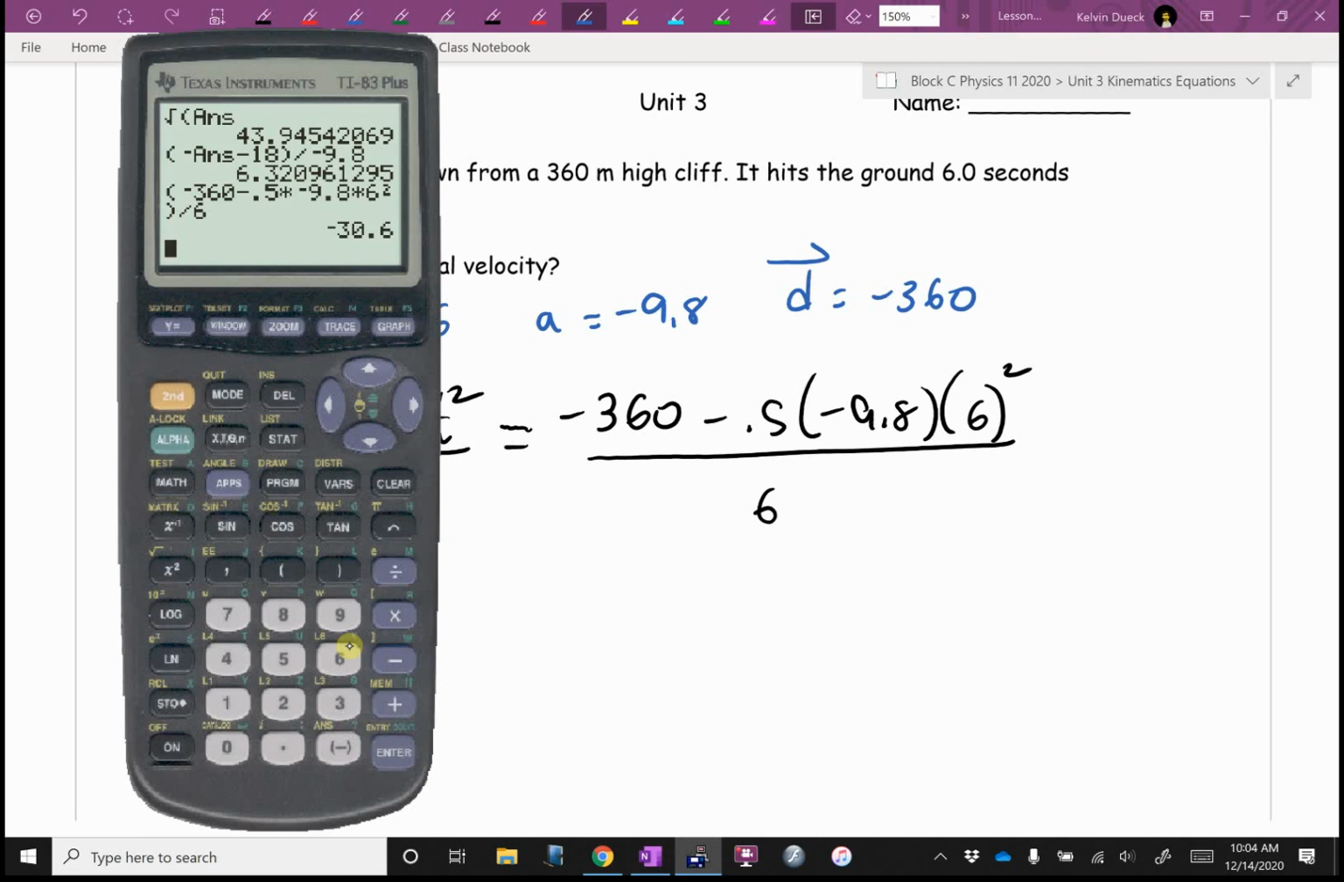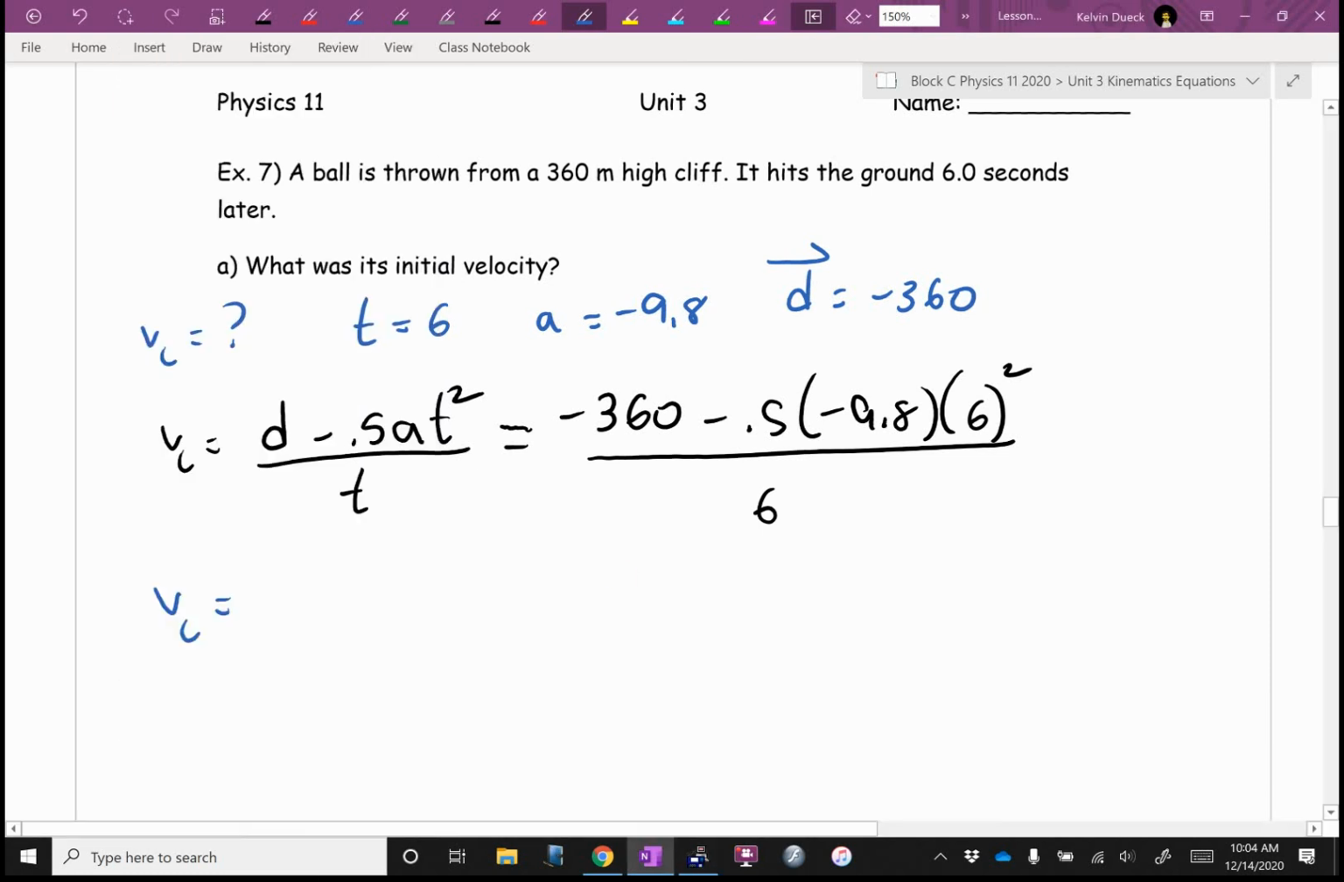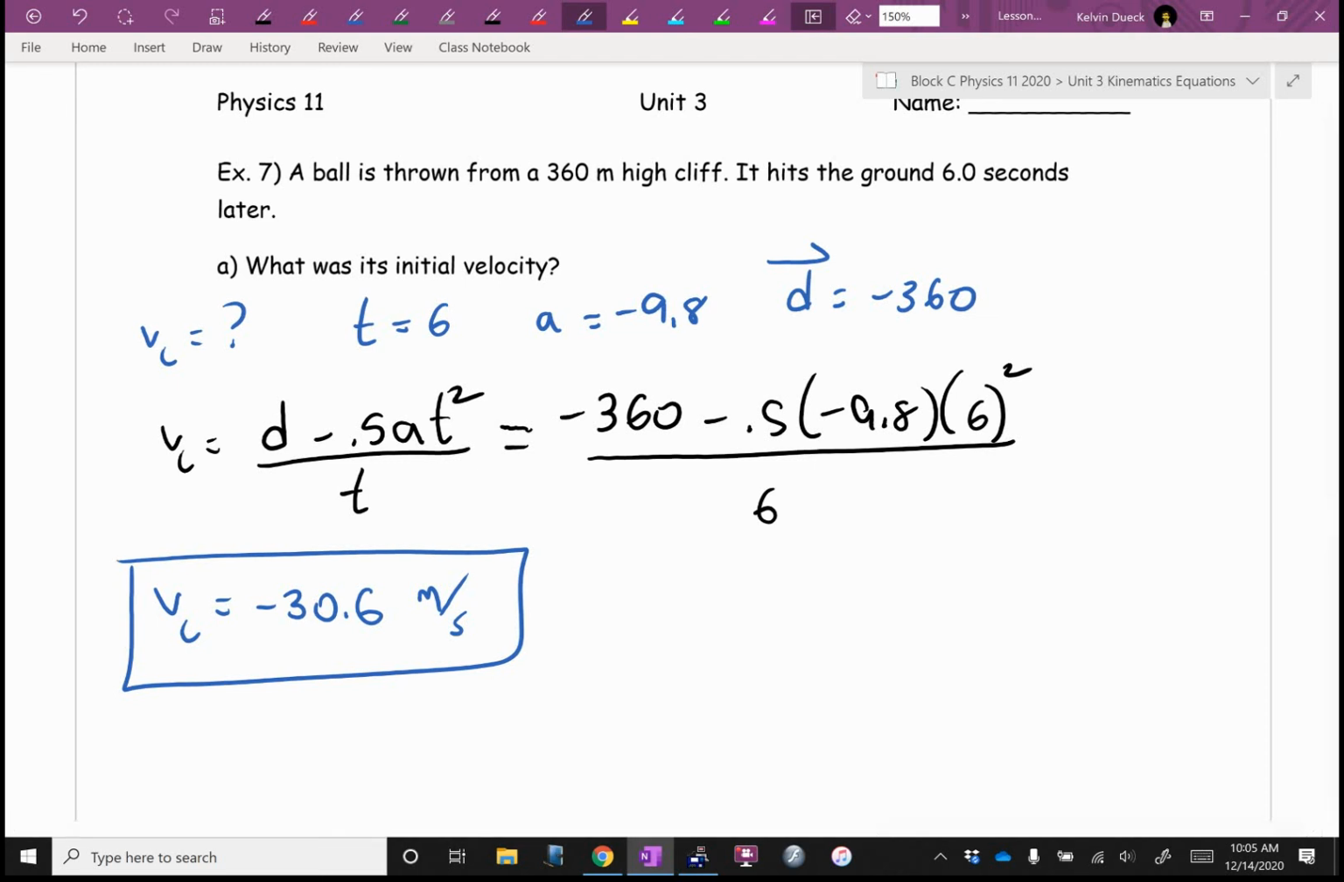Ooh, you got a negative answer? Okay, so I guess we threw it downwards. Negative 30.6 is what I got. It's a fairly nice answer, actually. Not a long repeating yucky decimal.